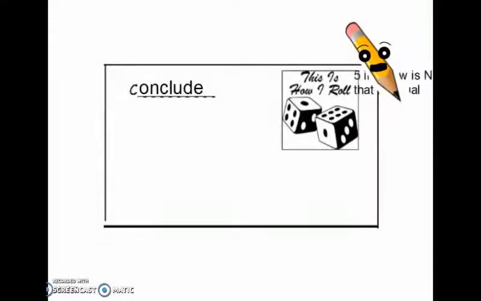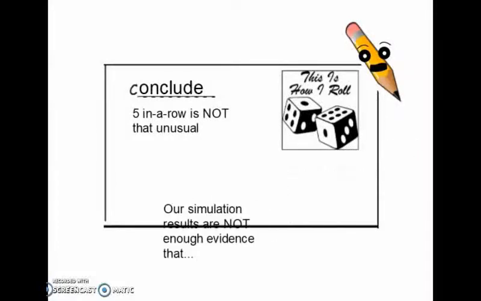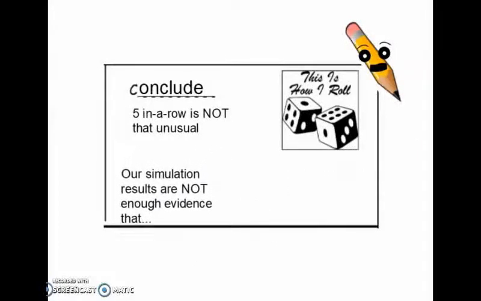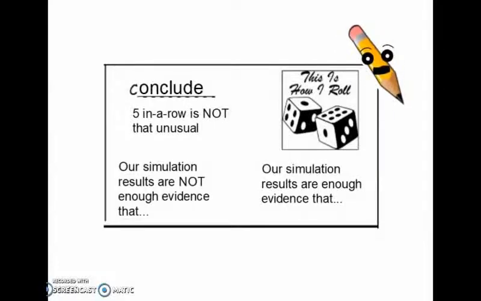The final step of the simulation process is to conclude and answer the question. Based on our data, getting 5 in a row was not unusual. Our simulation results were not enough evidence to prove unusualness. Our simulation results were enough to prove it was unusual.